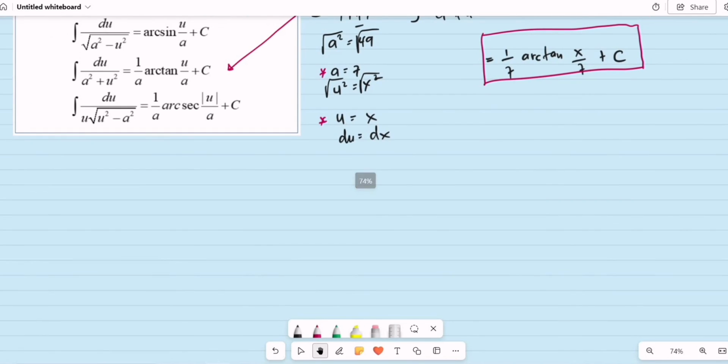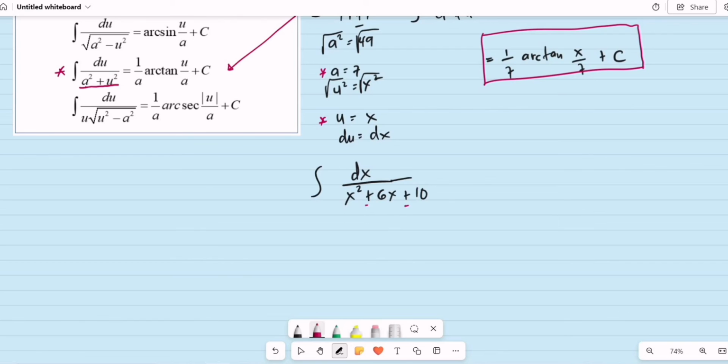Okay, so let's try another one. Let's say evaluate the integral of dx divided by x squared plus 6x plus 10. On the denominator we have 3 terms, and they are separated by addition. So we are to stick with the second formula. All we have to do here is express our denominator in the form a squared plus u squared. But the problem is that this is not a perfect square.